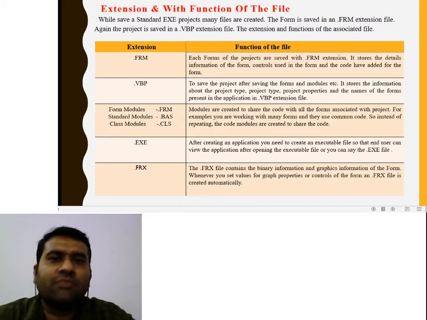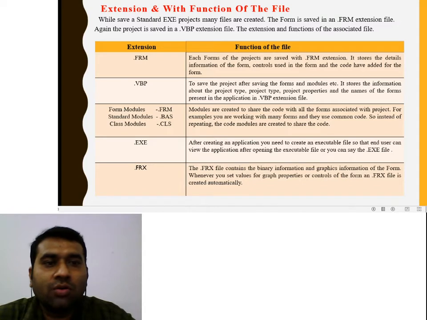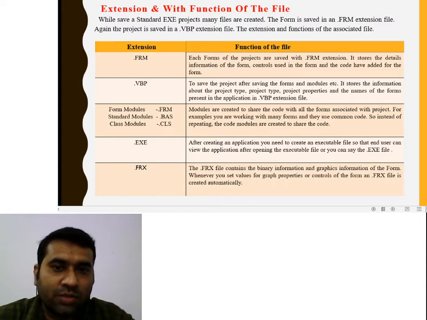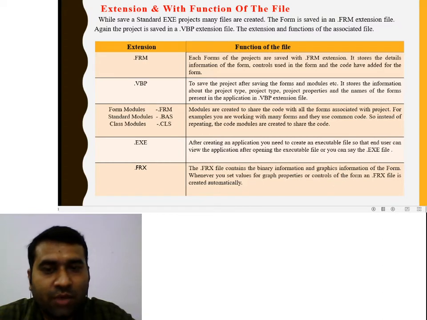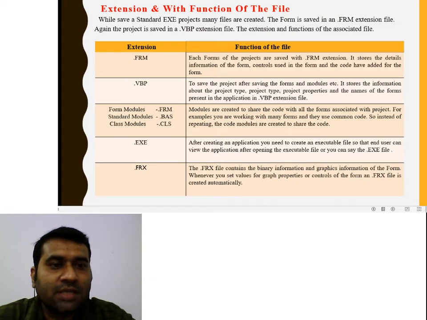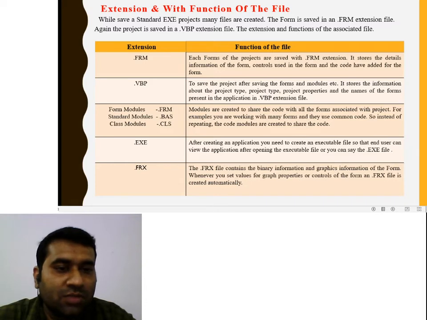It stores the detailed information of the form, the controls used in the form, and the code added for the form. .vbp is used to save the project. After saving the forms and the modules in the project, many forms and modules are present. It stores the information about the project type, project properties and the names of the forms present in the application, in the .vbp extension. Code modules, .bas, are created to share the code with all the forms associated with the project.